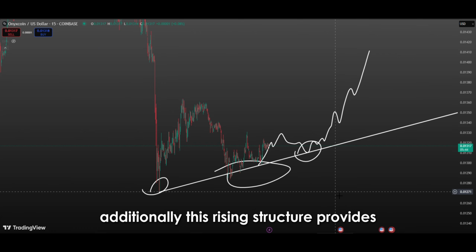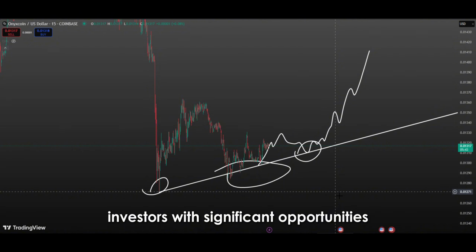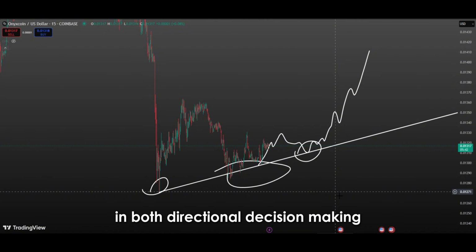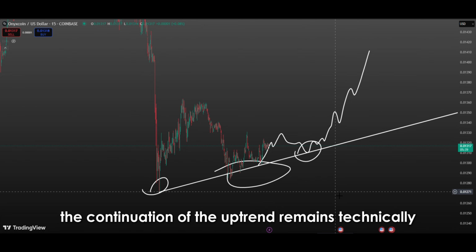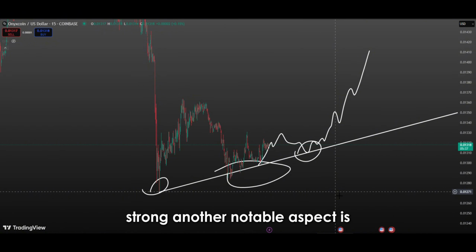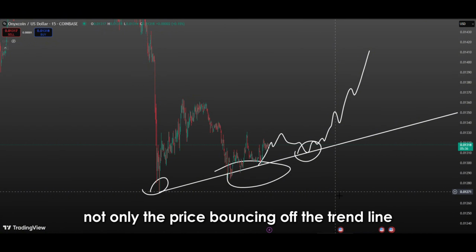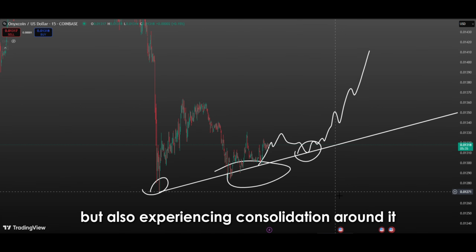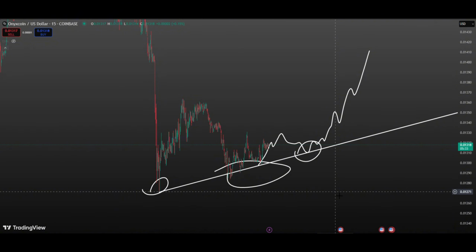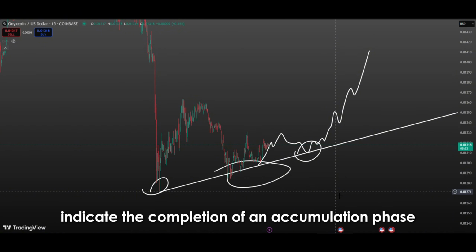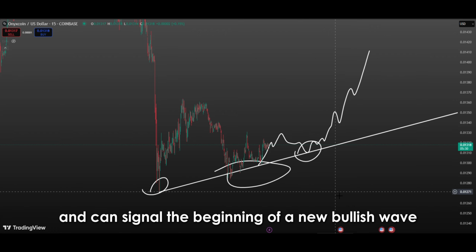Additionally, this rising structure provides investors with significant opportunities in both directional decision-making and risk management. As long as the price does not fall below the trend line, the continuation of the uptrend remains technically strong. Another notable aspect is not only the price bouncing off the trend line, but also experiencing consolidation around it and then making a sharp move upward. Such structures typically indicate the completion of an accumulation phase and can signal the beginning of a new bullish wave.